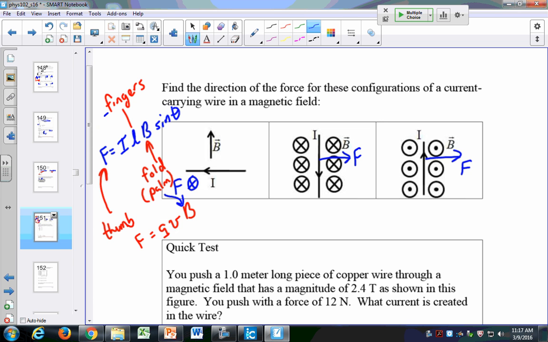Fold towards B, fingers go in the direction of V, and then your thumb is F. So see, those are basically the same expressions, and the right-hand rule is applied in the same way for both of them.